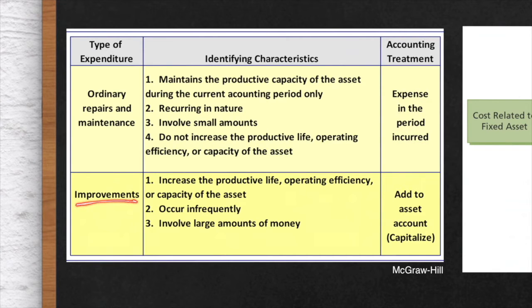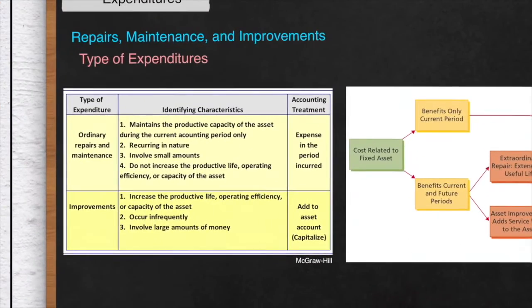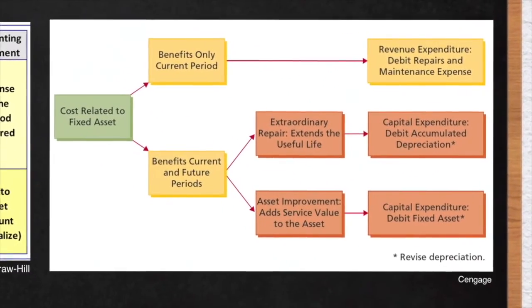Think about a car and the oil change. You're just going to expense it because an oil change is just a normal periodic thing. The next type of expenditure is improvements. So here you increase the productive life, operating efficiency, or capacity of the asset. It occurs infrequently, meaning once in a while, and involves large amounts of money. Here you're going to capitalize it. So this is where you add to the asset account.